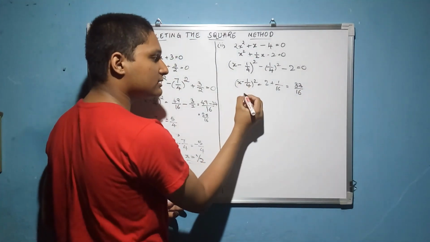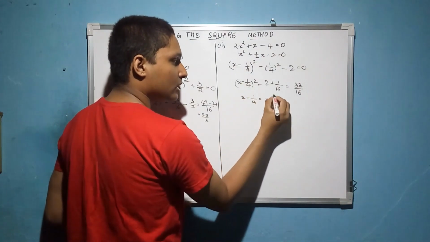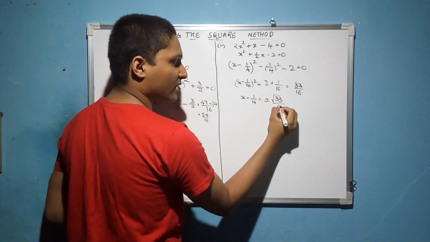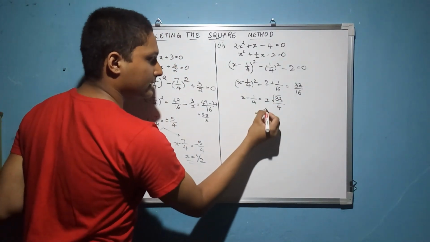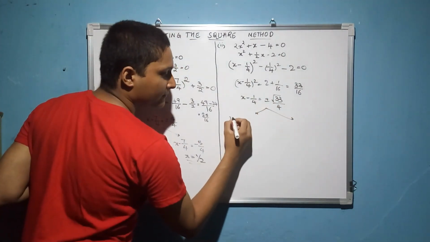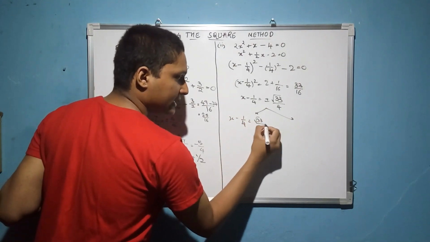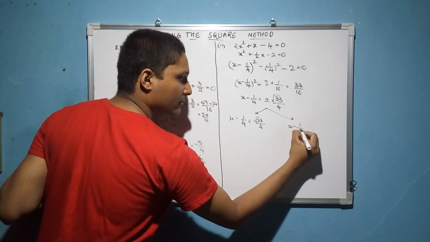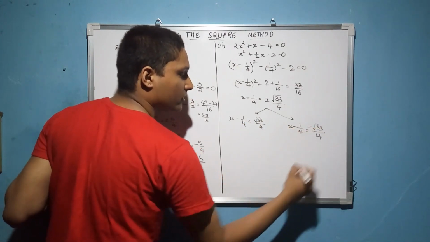If I take the root on both sides, you'll get x minus 1/4 is equal to plus or minus root 33 divided by 4. Okay, now the remaining part is dividing it into two things. So you have x minus 1/4 is equal to root 33 divided by 4, and x minus 1/4 is equal to minus root 33 divided by 4.